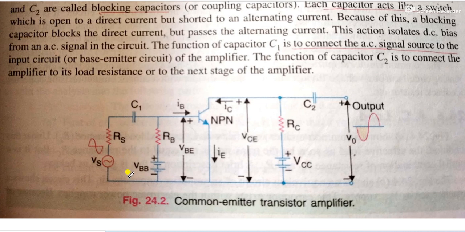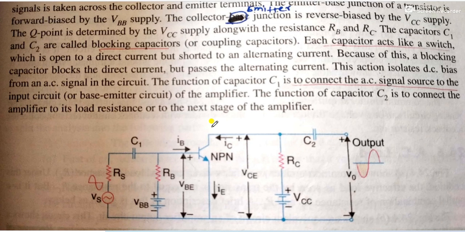Yes, this is the VBB. We know the auxiliary components we require. Why are we talking about the single stage amplifier? Here, stage means single. One transistor is applied over here. That's why we call it single stage. And these are RB, RC, C1, C2, and RS. All these are the auxiliary or bias components.